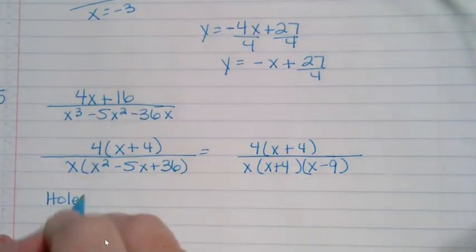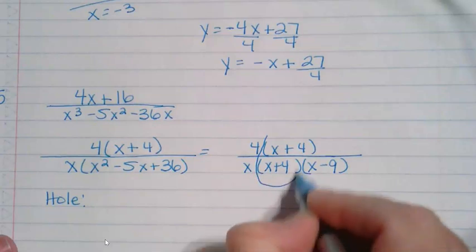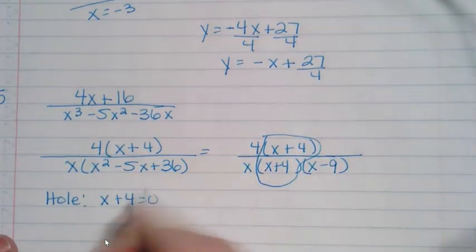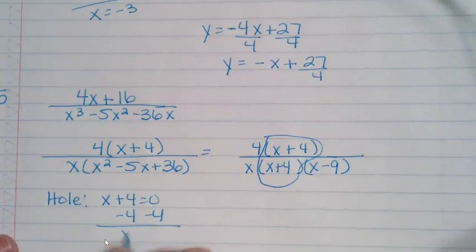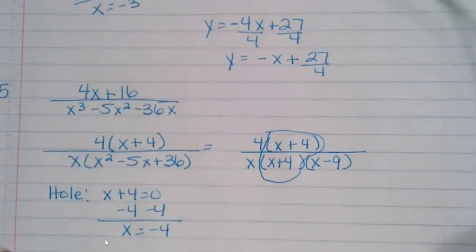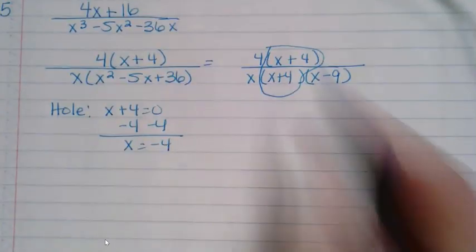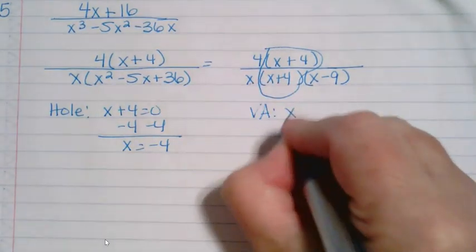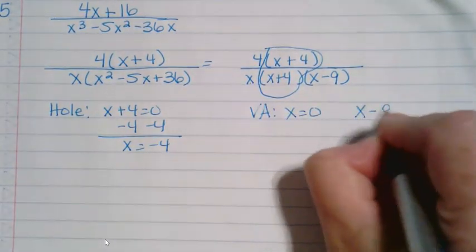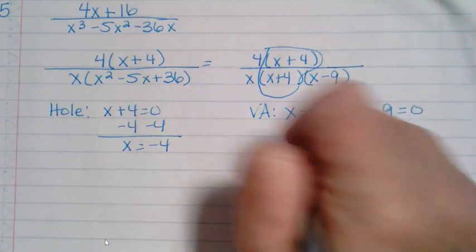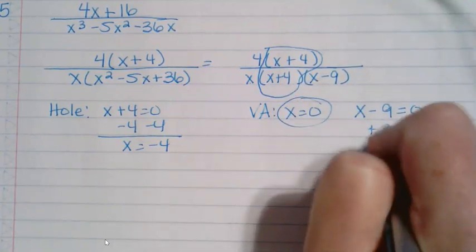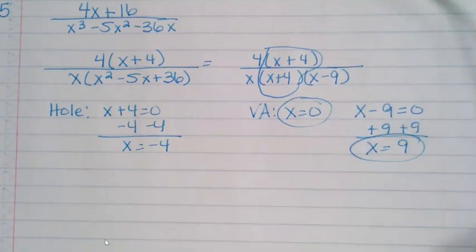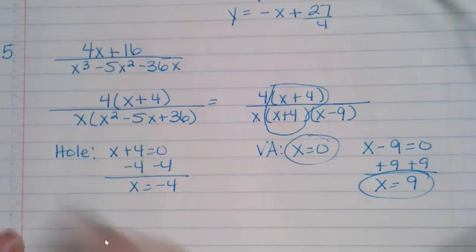Here we go. We have a hole here because we have a common factor. Set that equal to 0 and solve. So we have a hole at x equals negative 4. Okay, vertical asymptote. This is what we have left over at the bottom. So I have an x and an x minus 9 equal to 0. So here's 1, and then add 9, and x equals 9. Here's the other one.